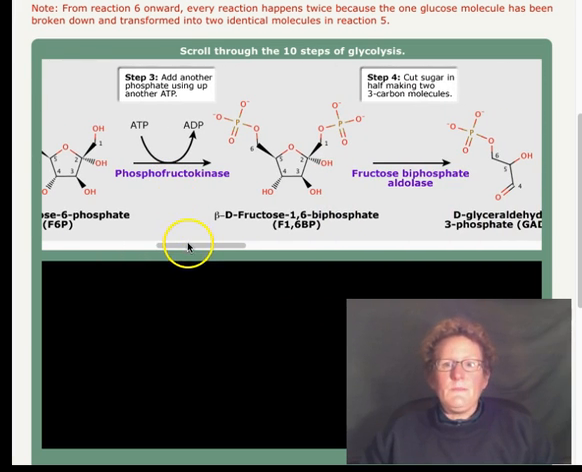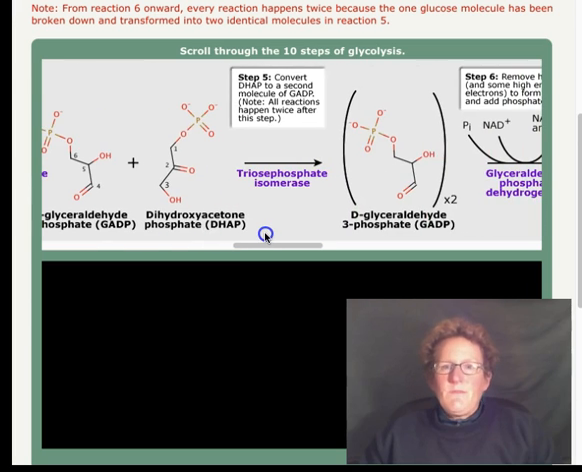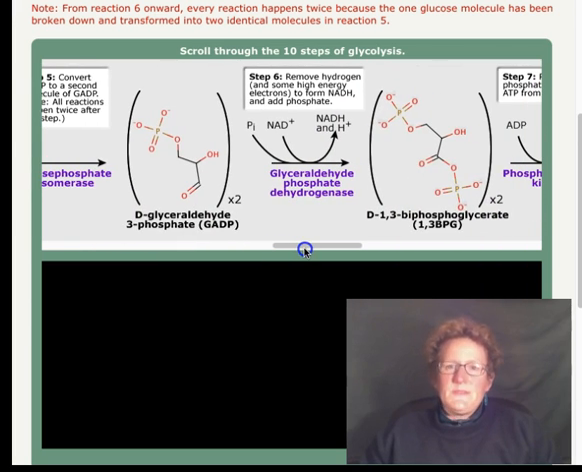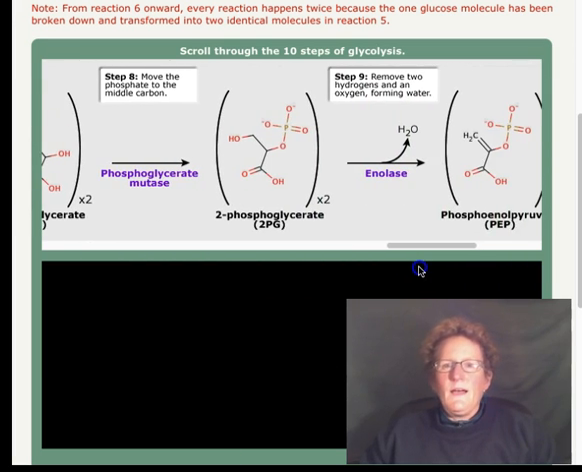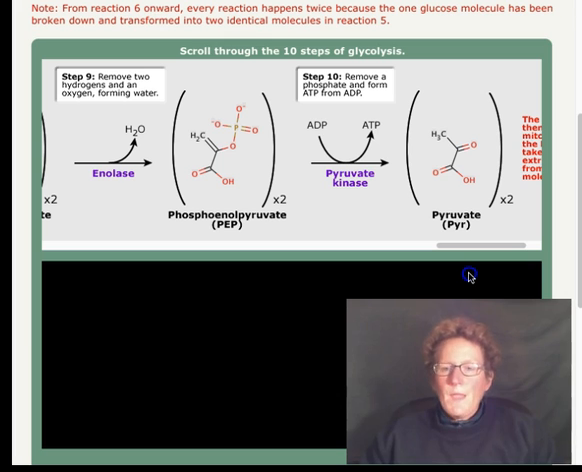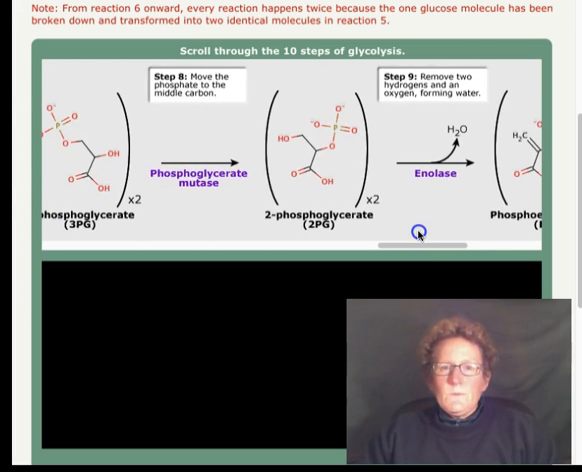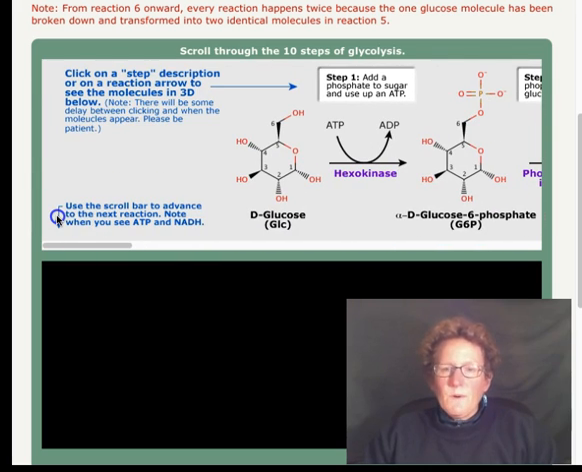Step 3 has an enzyme. Step 4 has an enzyme. Step 5 has an enzyme. Step 6 has an enzyme. So does step 7, 8, 9, and 10. So you can see the importance of enzymes in your body. You need 10 different enzymes to produce ATP just in glycolysis. So enzymes are very important to glycolysis and cellular respiration in general. Let's look at some of these 10 steps.